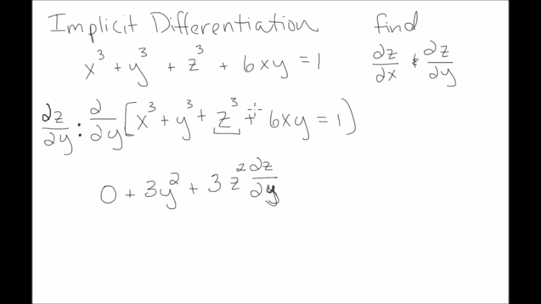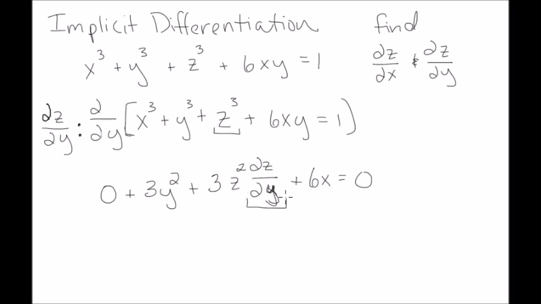I look at this last term. There is a y there, so I take its derivative. Its derivative is 1. x is unrelated to y, so I can treat it as a constant. So this is 6x times the derivative of y, which is 1, and then it's equal to 0.